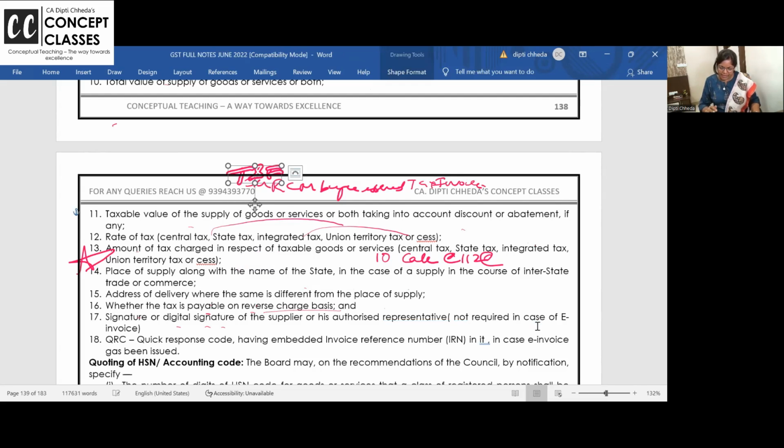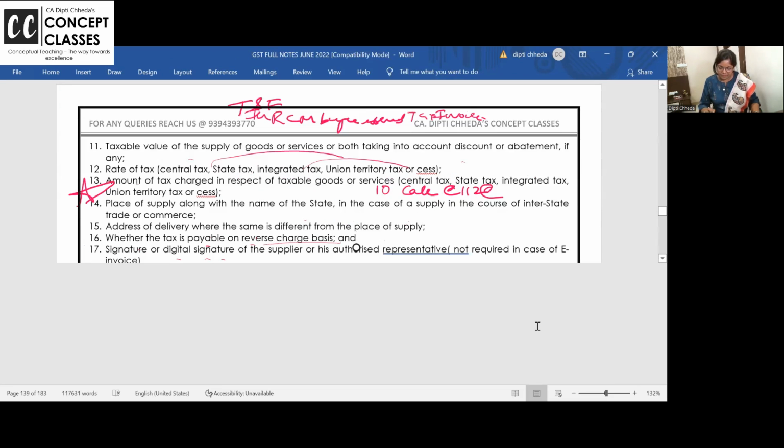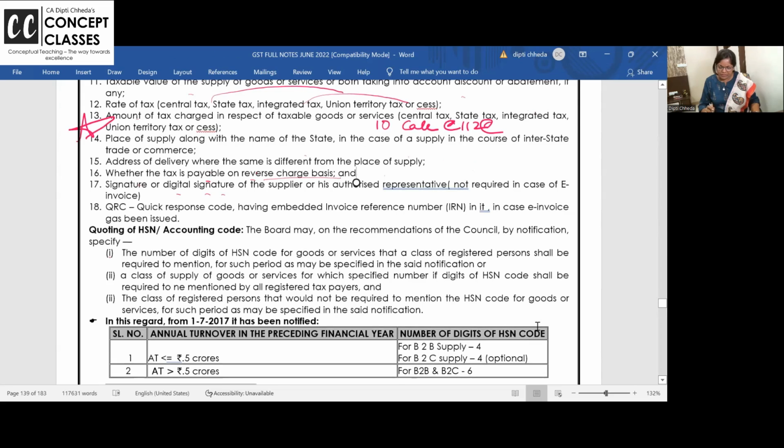All right. Address of the delivery, ये किया हमने. Signatures और digital signature. Digital signatures कहाँ लगेगी? कभी कभी लगती है. Not required in case of e-invoice. E-invoice जहाँ invoice online generate हो रही है वहाँ digital signature, otherwise जो भी person बनाता है उसकी signature.